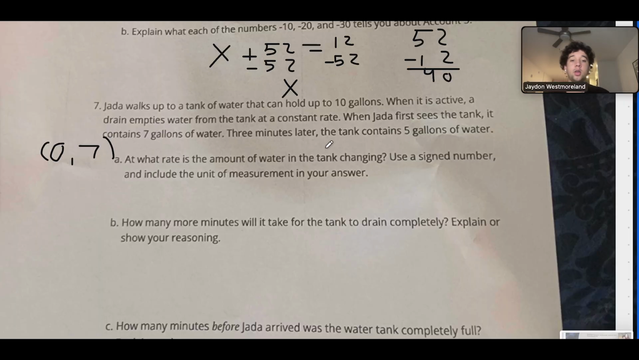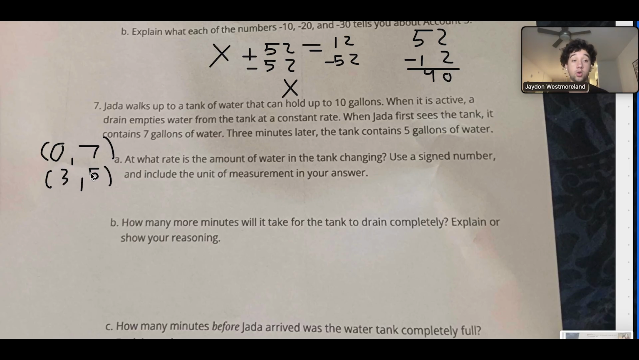All right. 3 minutes later, okay, that's our next one. The tank contains 5 gallons of water. Okay, that's our next one here. Cool. So these are our 2 points. At what rate is the amount of water in the tank changing? Use a signed number and include the unit of measurement in your answer.